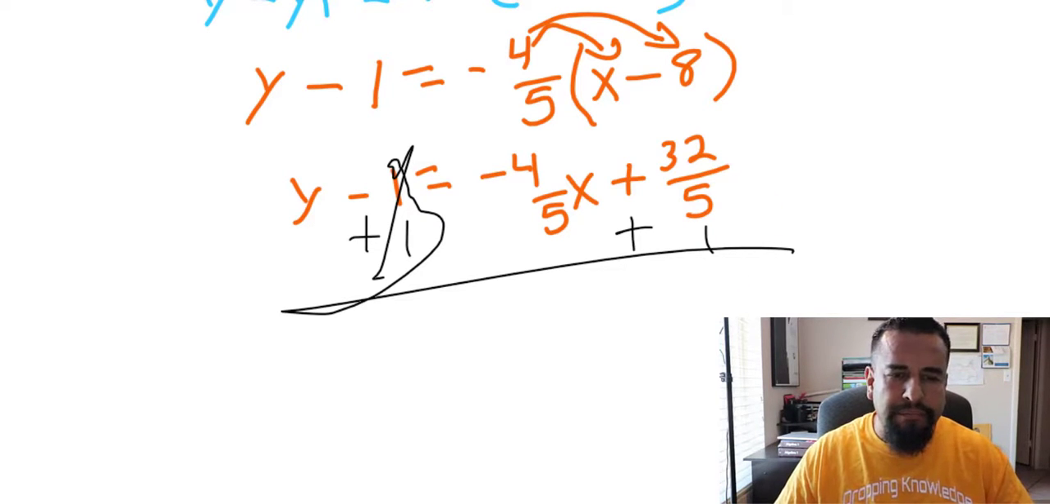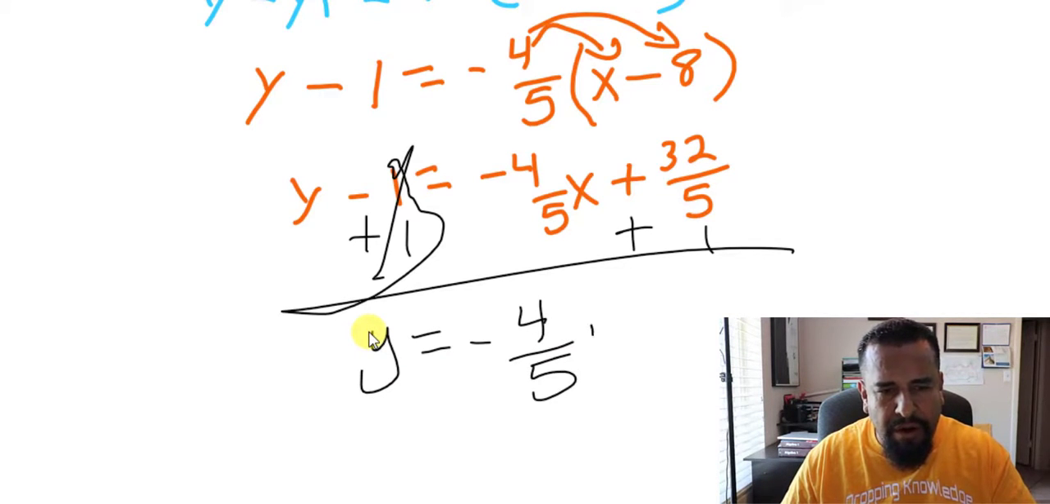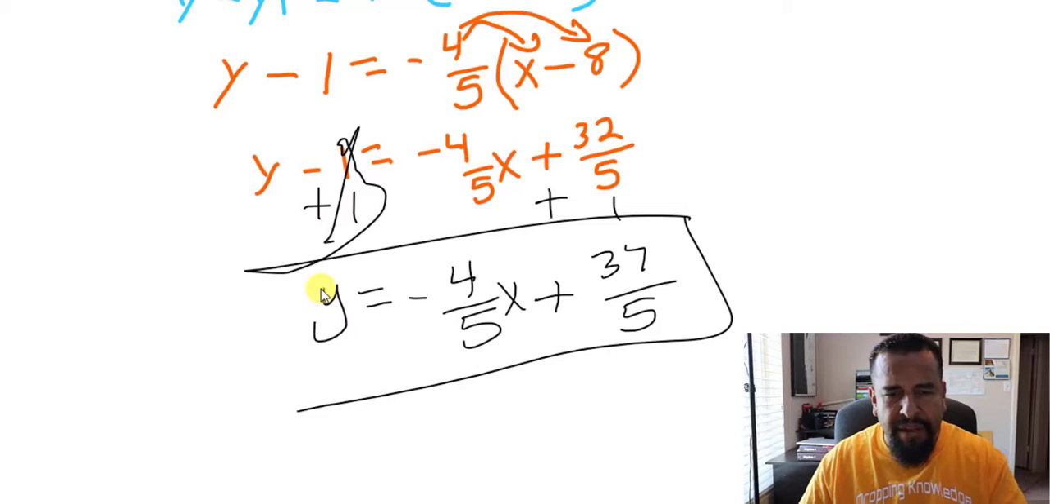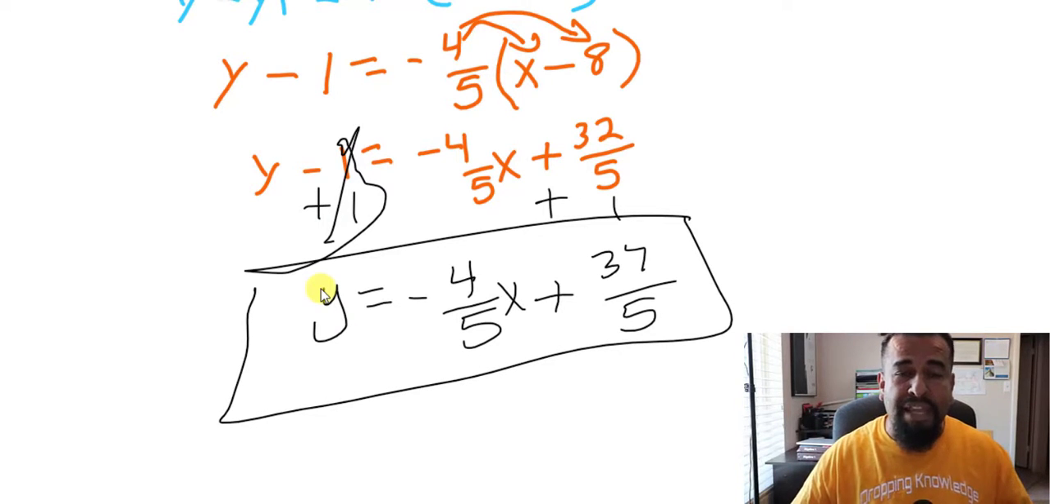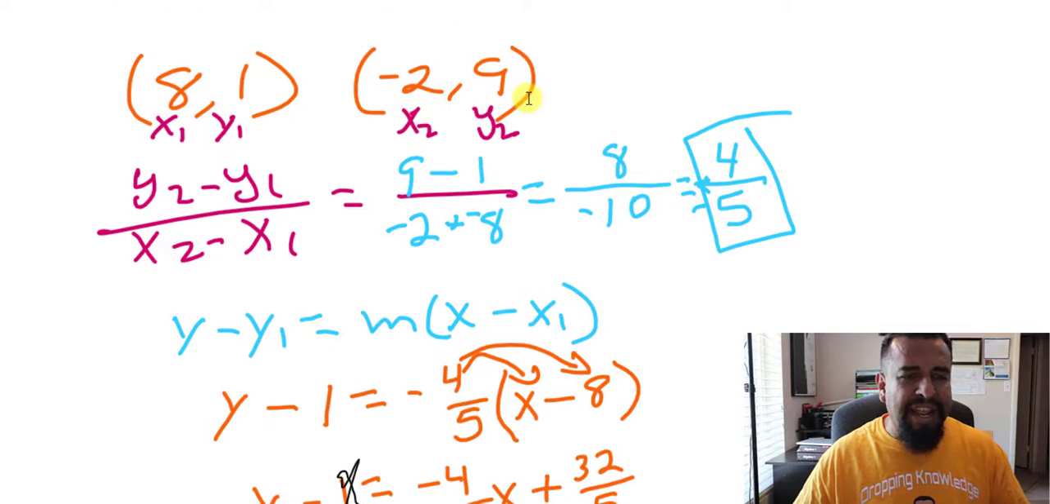So right here, if you're not good with the fractions here, this might throw you off. Here, adding the 1 to the 32/5. Remember, to make a whole number here, it would be 5 over 5 because my denominator is 5. So technically, I'm going to add 5 to the top, if that makes sense. So that's going to give me y equals negative 4/5 x plus 37 over 5. Right there, I can leave it like that. I've written my equation in slope-intercept form, and that's all I need to write my equation of this line that has the ordered pairs 8 and 1 and negative 2 and 9.